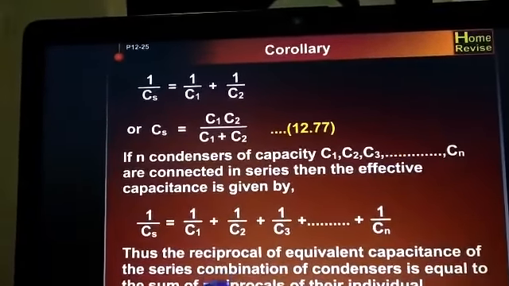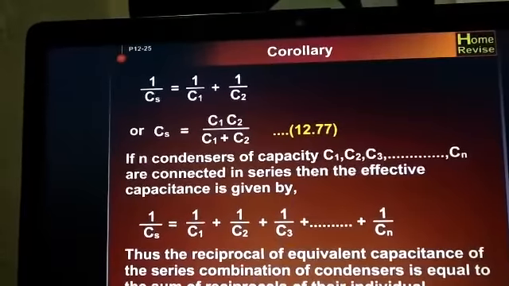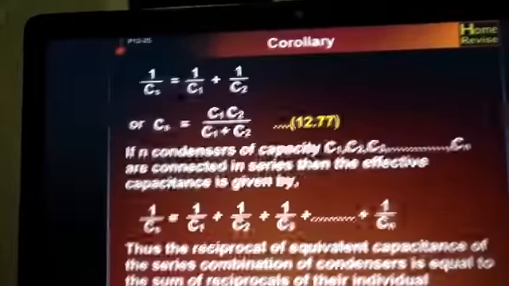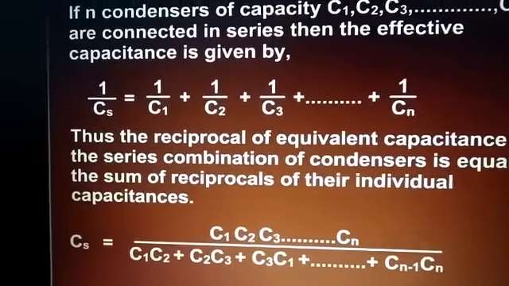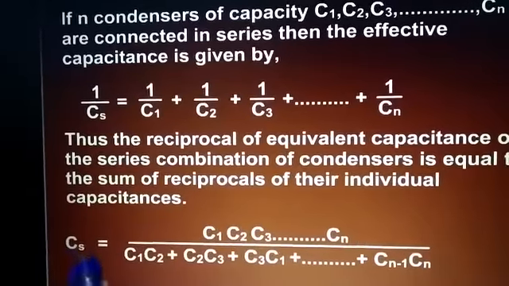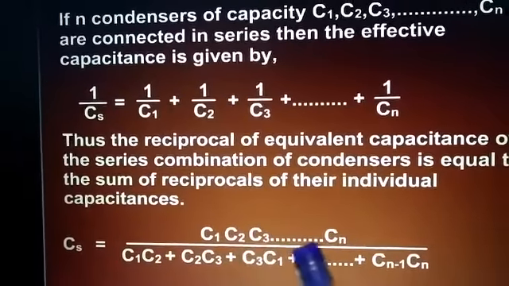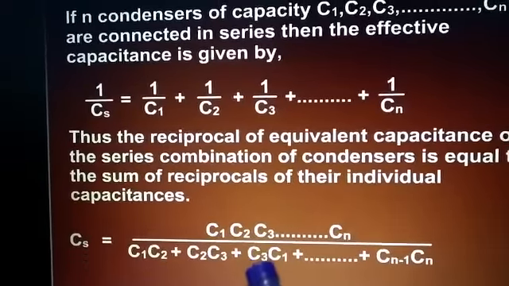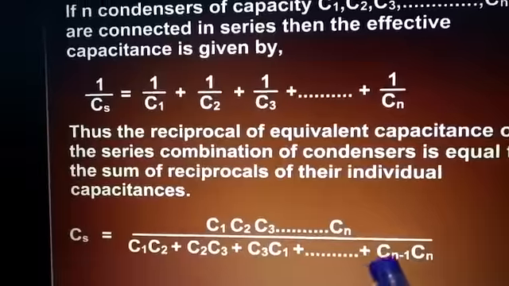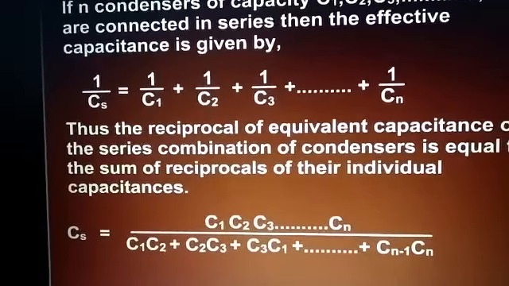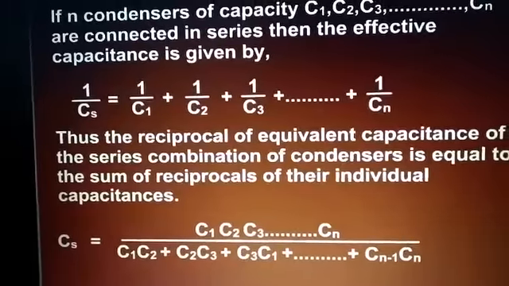So capacitance C is equal to Q upon V formula. So here V changes. Okay. So for n capacitance, Cs is equal to C1 C2 C3 up to Cn upon C1 C2 plus C2 C3 plus C3 C4 plus up to Cn minus 1 into Cn. This is the formula for n capacitors.